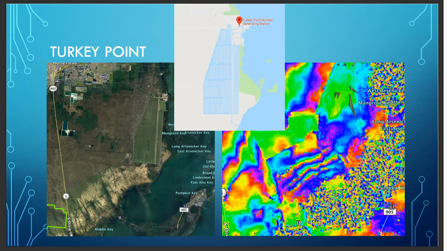In other areas where it's decorrelated, that's because it's a lake where there's no vegetation. Yeah, it's water. So you need vegetation to make this. We need vegetation.